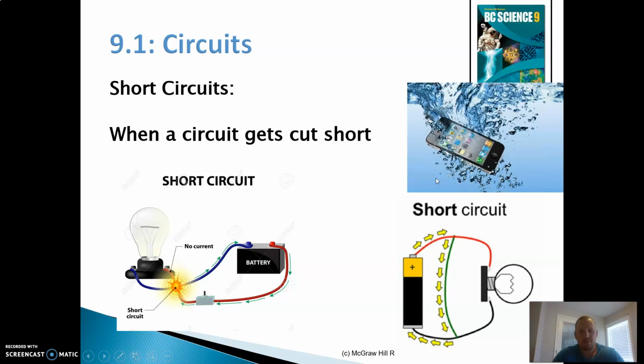You guys are probably most familiar with short circuits with water. If you drop your phone in water and it stops working, that's because water is a good conductor. So instead of the electrons traveling along the path they're designed to travel on in your phone, they'll take a little shortcut and then they'll potentially destroy your phone.